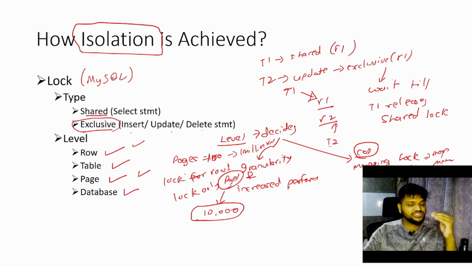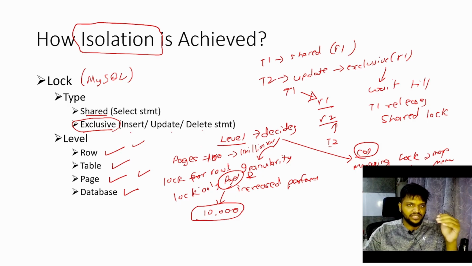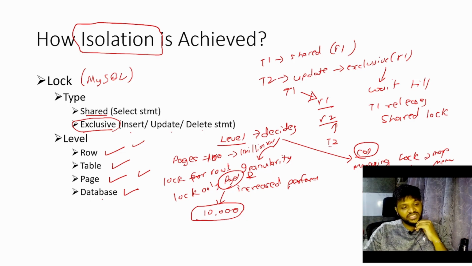One thing you need to understand, a page is not a substitute for the table. The table is something which the user is viewing, but at a database level, everything is saved in pages. If you are taking a page level lock, you are just minimizing the number of rows that get locked. You are not locking the entire table, you are just locking that particular page, that particular number of rows. Then the final thing is at a database level.